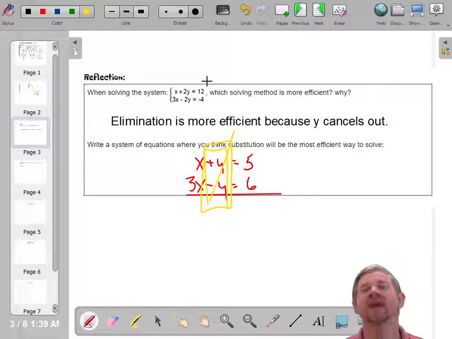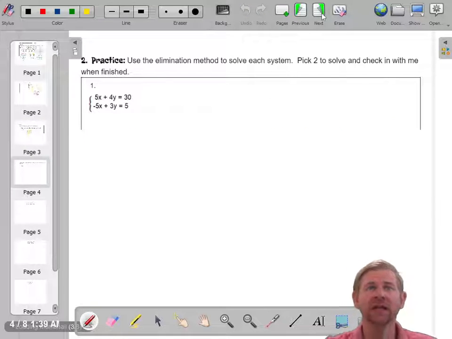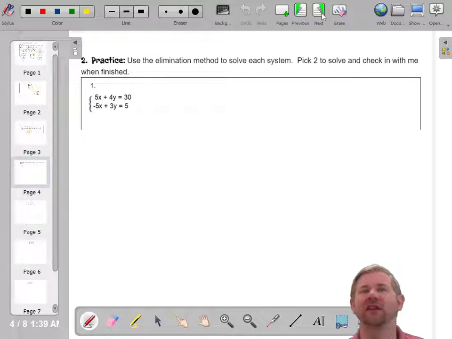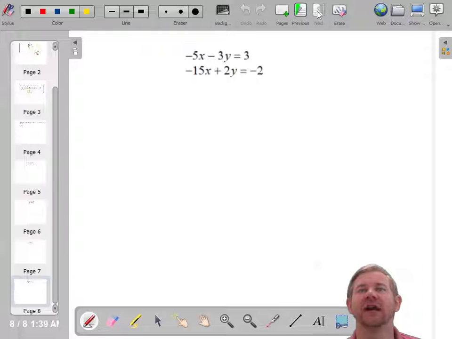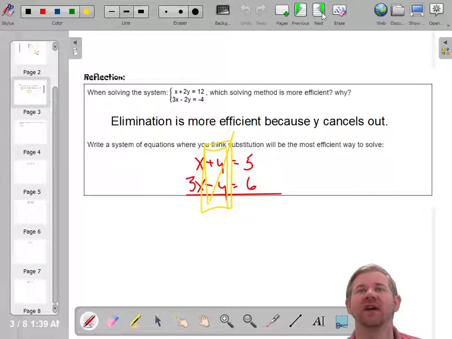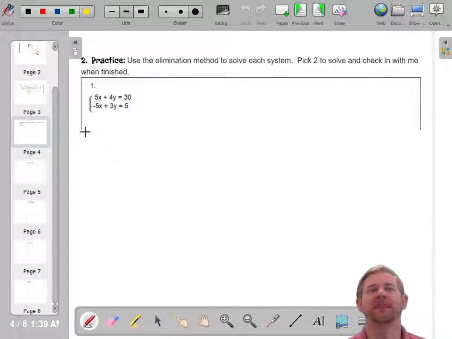So that would be one that would be easy to solve using elimination. Let's do some practice problems. I think I've got 3 or 4 of them, and we'll see how we do. Maybe it's 5. Okay.